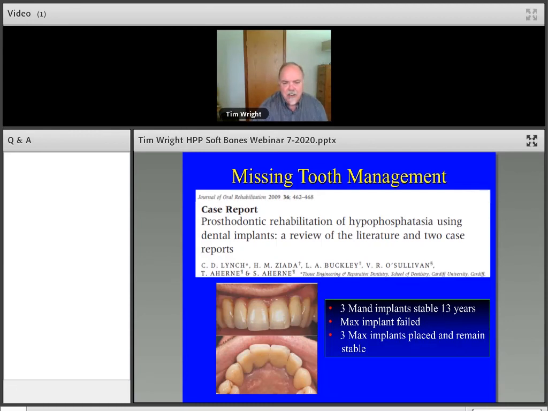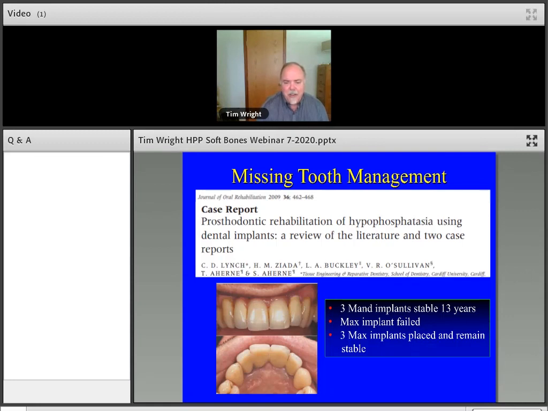There's not, again, a lot of literature on this. Implants are another thing that people have asked about. This is the only paper that I'm aware of that's ever been published on implants in hypophosphatasia patients, and there are only a couple of cases in here, or two cases, and they were stable.